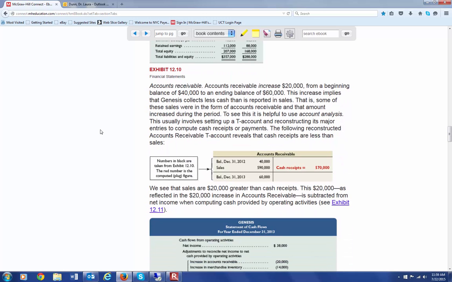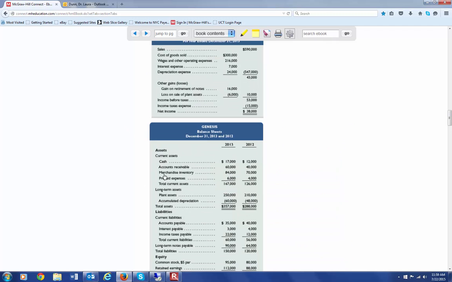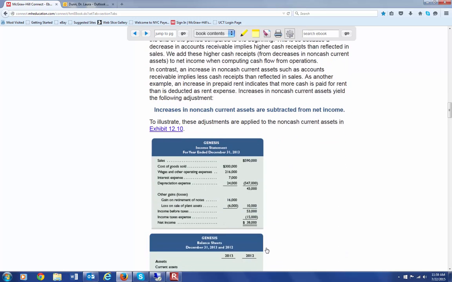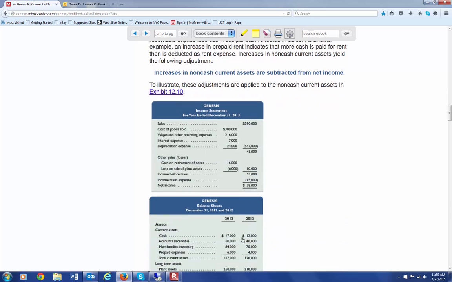So then they're going to show you how that's going to affect the change in accounts receivable. How does it affect the statement of cash flows? So if you look up here, you see that there's an increase in accounts receivable between 2012 and 2013 of $20,000. So if you go back up here, increases in non-cash current assets are subtracted from net income. So your net income was $38,000. So in this case, this increase of $20,000 gets subtracted from this.